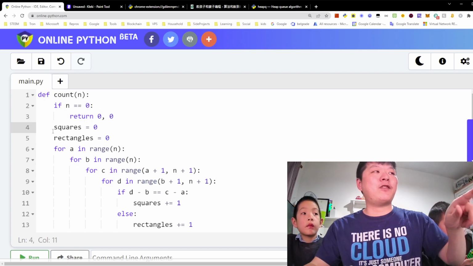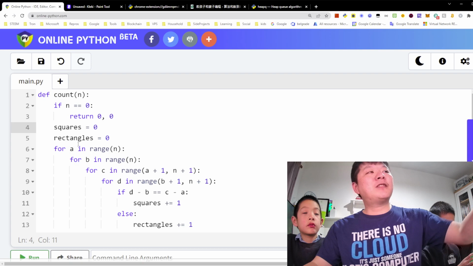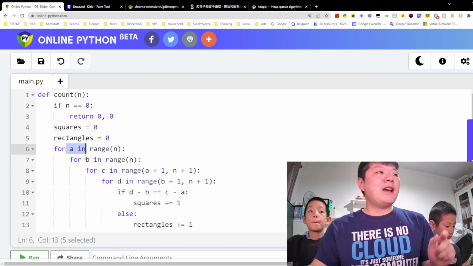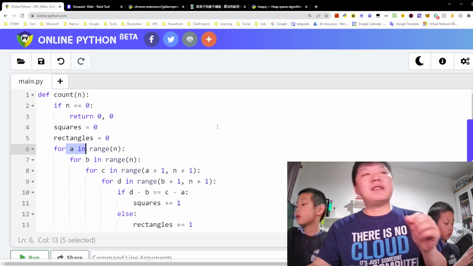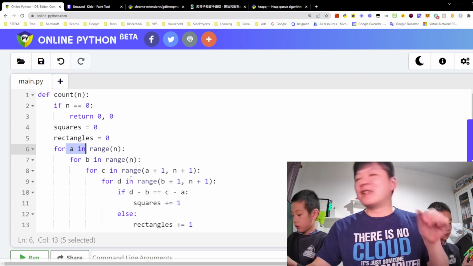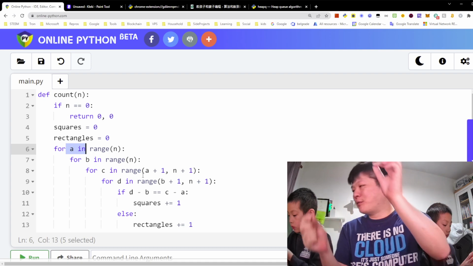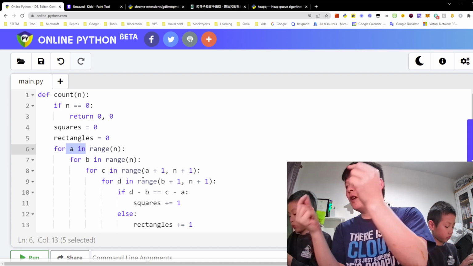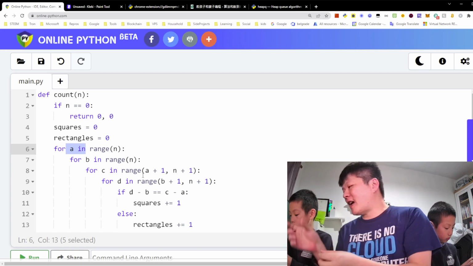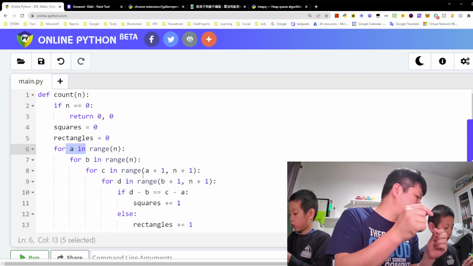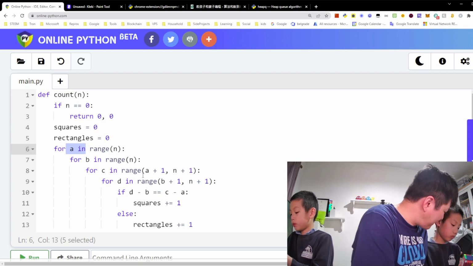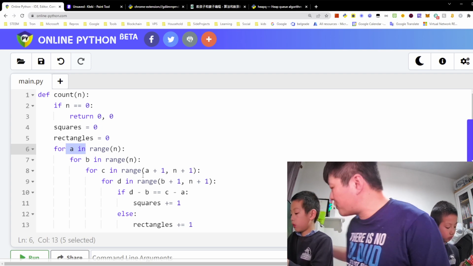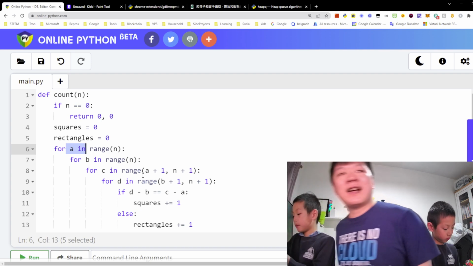At the beginning, line 4 and line 5 are the counters for the squares and for the rectangles. And then for A and B, AB is the first coordinate, CD is the second coordinate. So basically we are brute forcing each possible combination of these two locations. Once we have this AB and CD location, we can check the size. If both sides are equal, it's a square. If both sides are not equal, it's a rectangle. Am I right? Okay. That will be it.